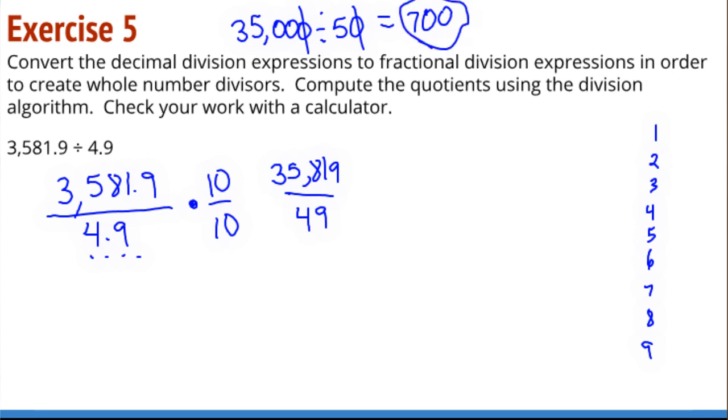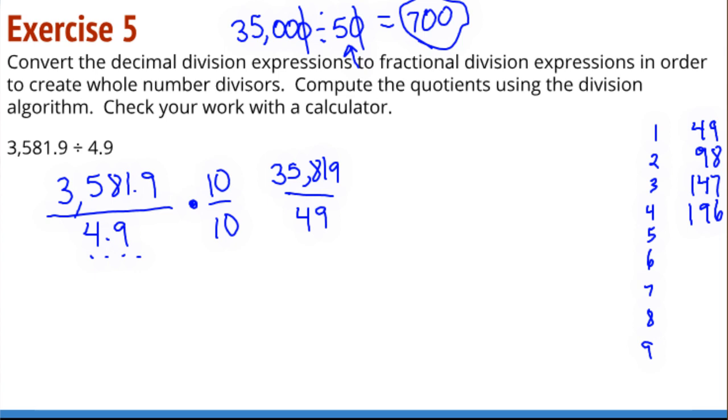Okay, now dividing by 49 is really close to 50. So 1 times 49 is 49. So if I do 2 times 50 and subtract 2, I get 98. 3 times 50 is 150, and I subtract 3, 147. 4 times 50 is 200, and I subtract 4, 196.